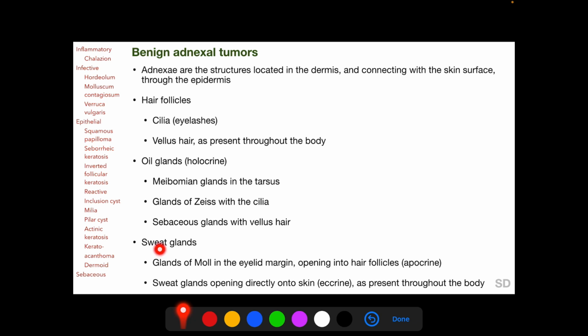Sweat glands in the eyelid include the glands of Moll in the eyelid margin opening into the hair follicle, and they are apocrine in that during the secretory process, a portion of the cytoplasm of the cell near its apex gets detached from the remainder of the cell. The other sweat glands of the eyelid open directly onto the skin and are called eccrine or merocrine glands because their secretory process involves exocytosis of the secretory product without loss of cytoplasm of the cell. And these eccrine sweat glands are similar to the sweat glands present throughout the rest of the body.